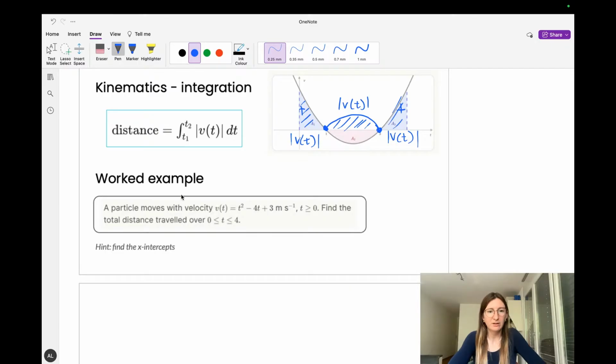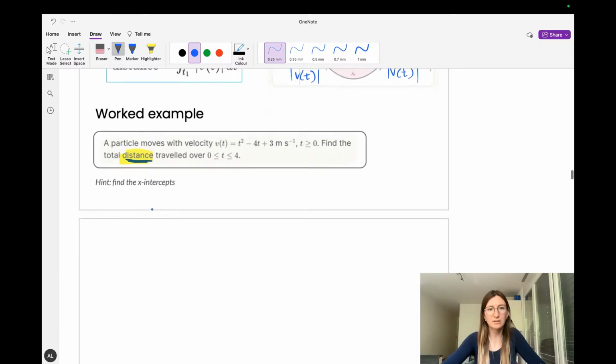So here's my function. I have a velocity function and I need to find the total distance. These keywords here are really important. Distance, not displacement. Distance over the boundary between 0 and 4. So if I think of my, let me just go down a little bit. That function is a quadratic. So it's going to look like this. Where do we go through? 3, so something like that.